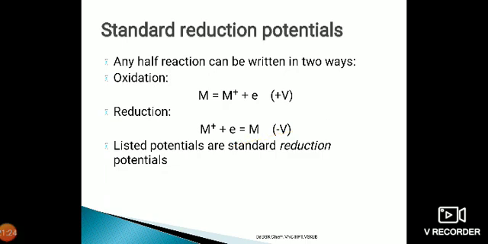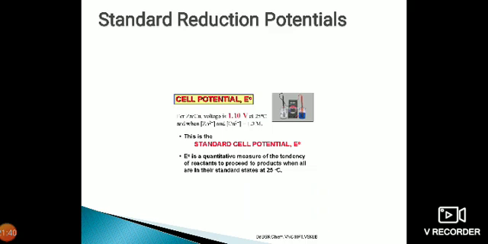And the standard reduction potentials: any half reaction can be written in two ways, oxidation, liberation of electrons, whereas reduction is accepting the electrons. Their listed potentials are standard reduction potentials. The cell potential for the Daniell cell is 1.10 volts at 25 degrees centigrade. That means oxidation potential at zinc and reduction potential at copper, 0.76 plus 0.34 is equal to 1.1 volts.